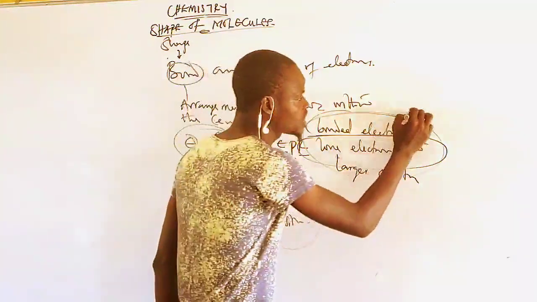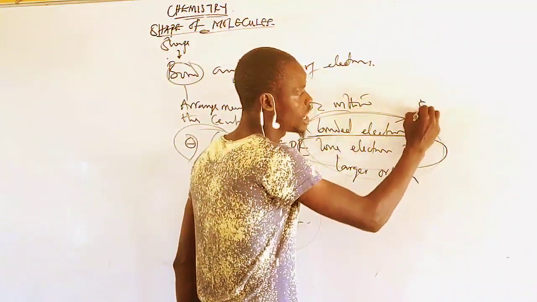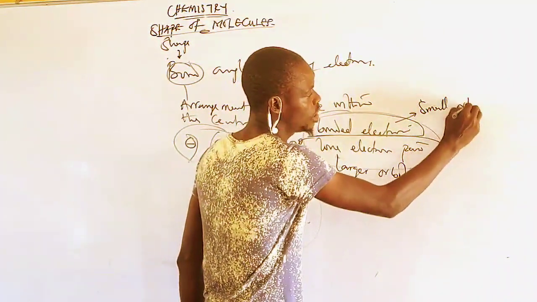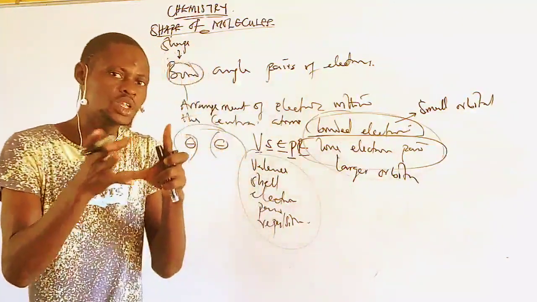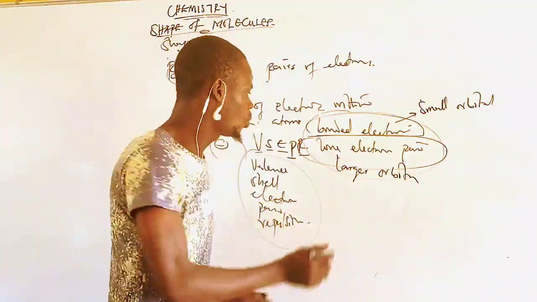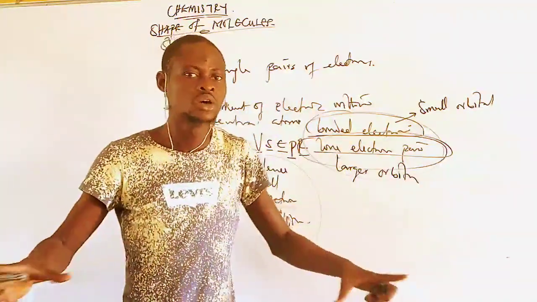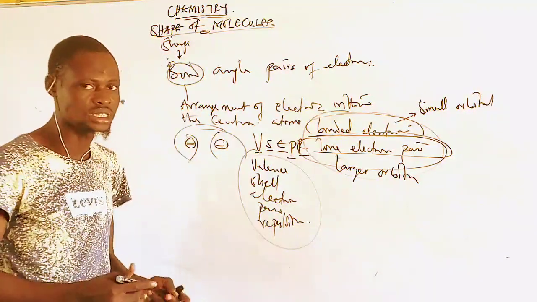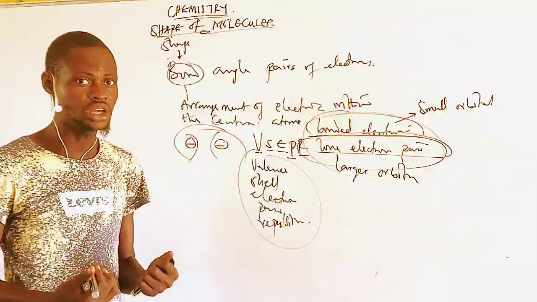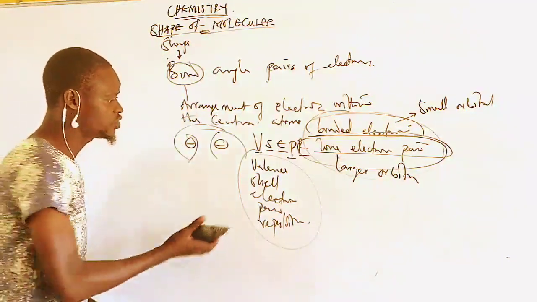So a bond pair electron has a small orbital. Because of this small orbital, the bond pair occupies the smallest space within the central atom, while the lone pair occupies the largest space within the central atom. Take note of these two things. I know it's kind of new and you don't really understand it yet, but I'm going to make you understand.